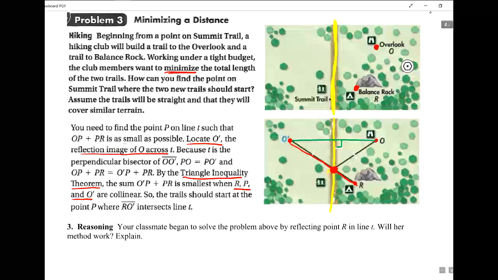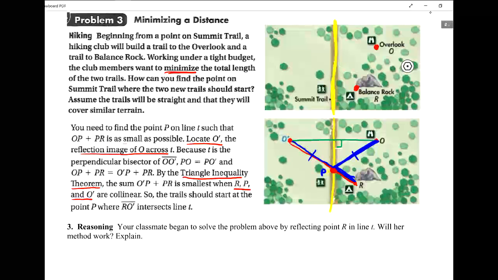Now, can you see why this is true? Look what we have here. We have an isosceles triangle, and that is going to create a minimum distance for us. So we will actually ignore all this stuff on the left, and our trail will just be here from R to, this is point P out here, and then P to O.